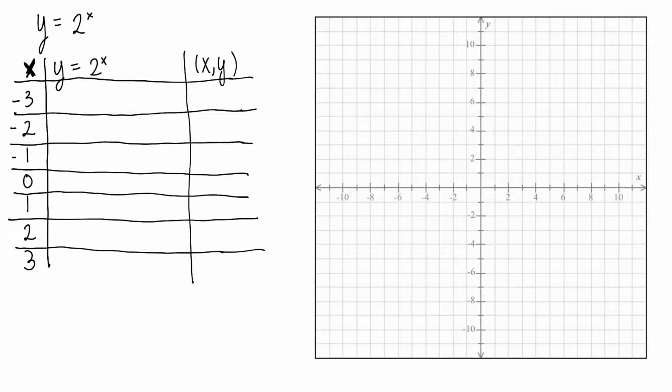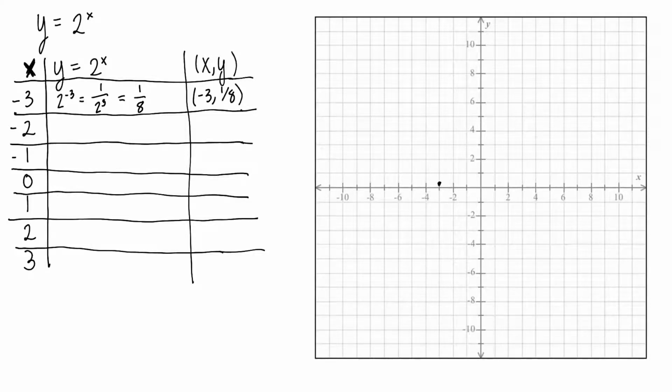All right, so here we have 2 raised to the -3. When you're raising a number to a negative exponent, that's the same thing as raising it to the positive exponent, but the number's in the denominator. So 1 over 2 to the positive 3. And 2 raised to the positive 3 is 8. So this is 1/8. So we have the point -3 comma 1/8. Okay, and I'm going to come over on my graph and graph that. So -3, 1/8, it's down there.